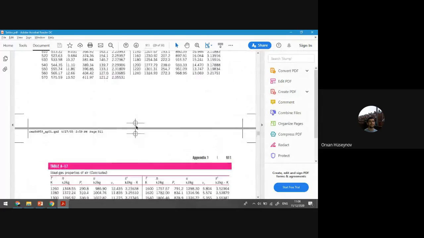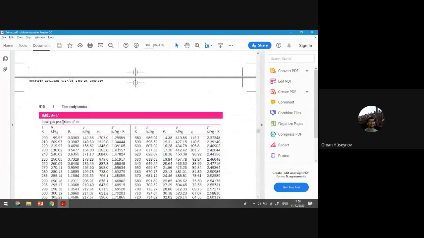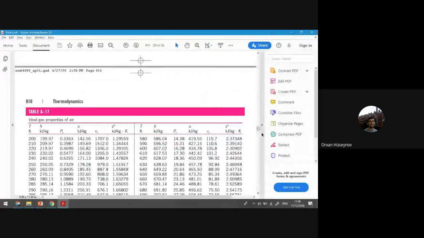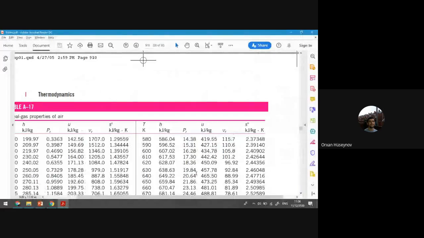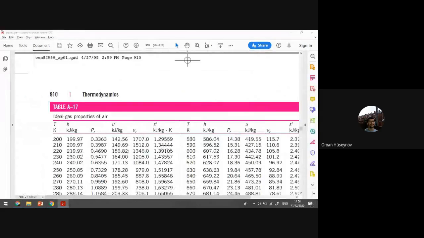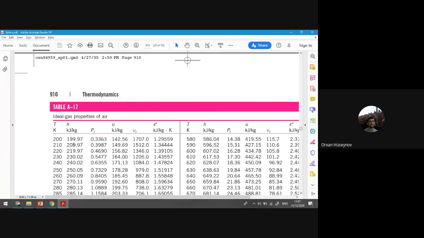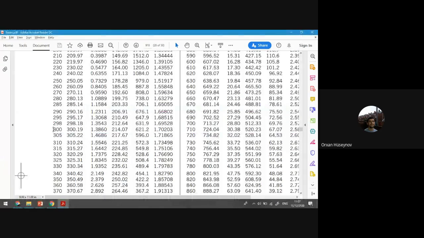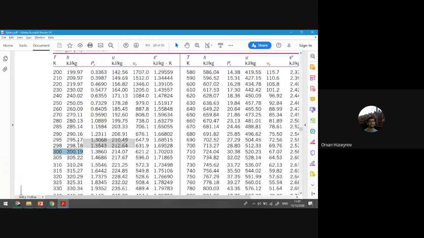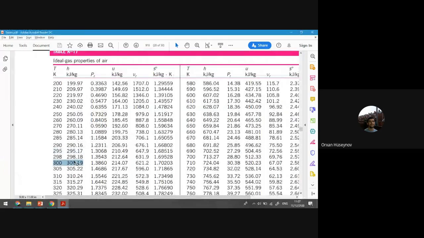A17. For A17, for the ideal gas properties of air, I will just start from the first part. The first part says that I know the temperature, I can find the enthalpy values. And enthalpy is a function of the temperature only. And the T1 is given, it is 300 Kelvin. So for that 300 Kelvin, that enthalpy is in the second column, which is 300.19.